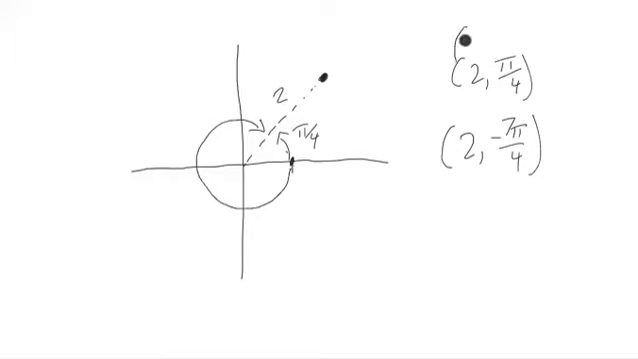And likewise, we could add 2 pi to either of these. So even (2, 9 pi fourths) would also be a point that we could get to if we went around to there. So there are multiple ways of representing this point, but that's not all of them. Of course, there are infinitely many, but there are other ways of thinking about this.